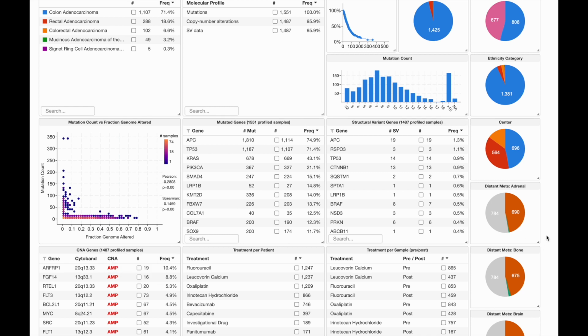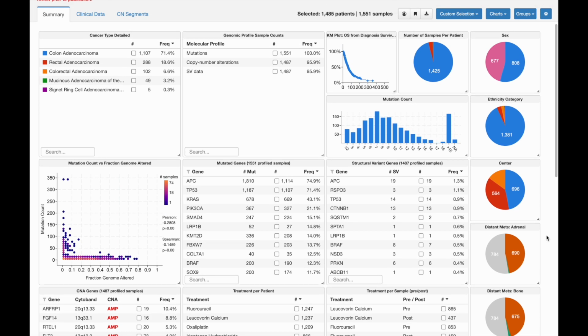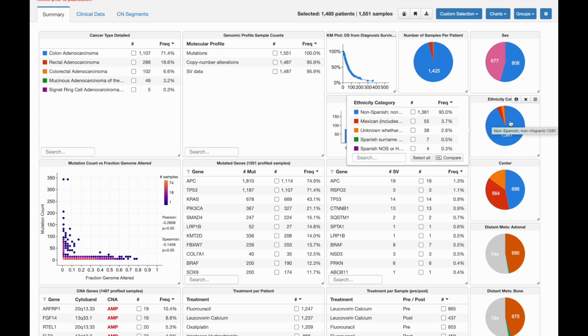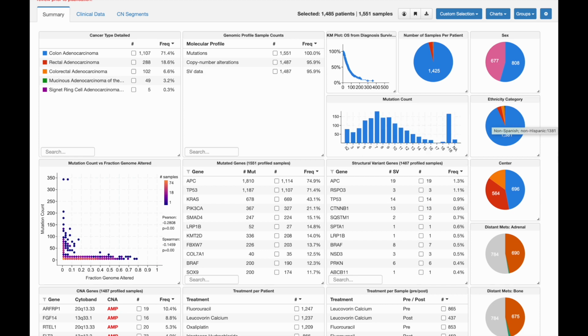Now, we have a number of pie charts running down the side here that are summarizing some of our clinical and demographic data. So we have the breakdown by sex. The cohort is 54% male. We can see the breakdown by ethnicity. And what I want to point out is when my mouse hovers over the pie chart, it's pulling up this table so you can know exactly what each slice corresponds to and the specific numbers and percentages.